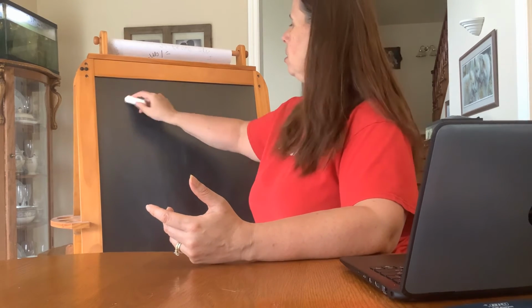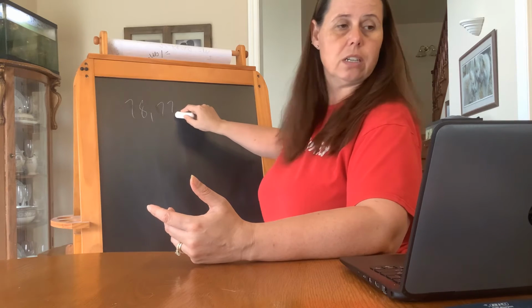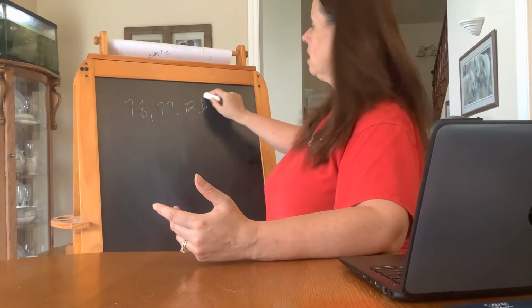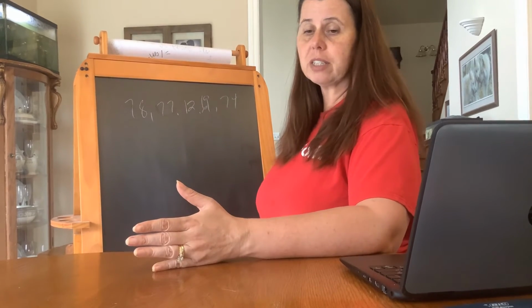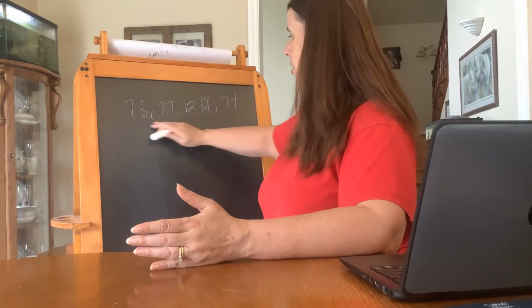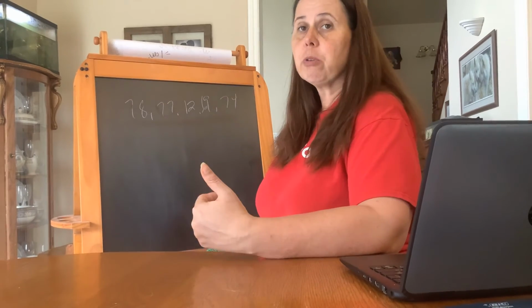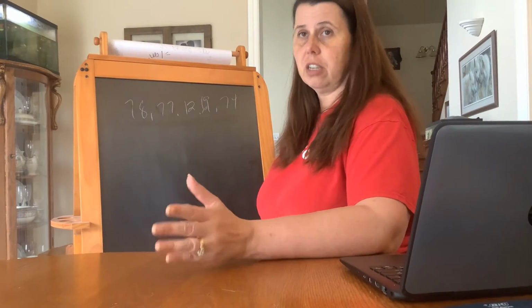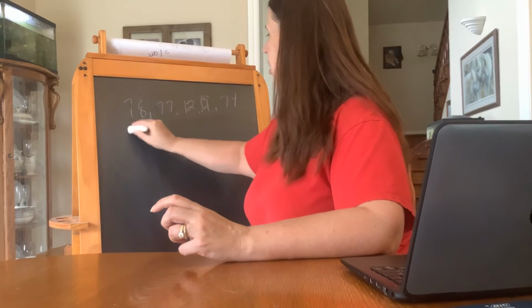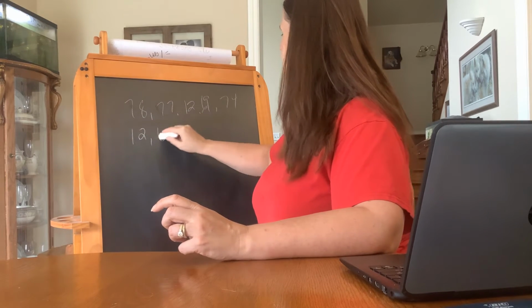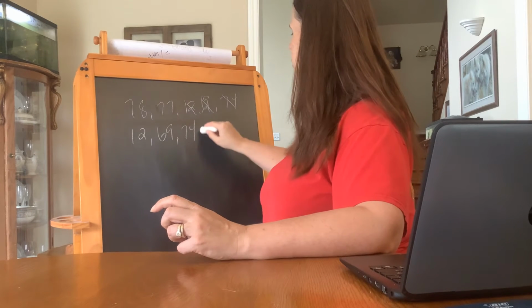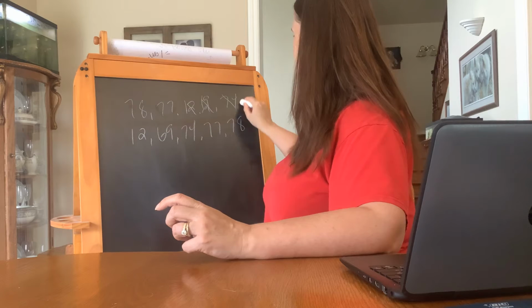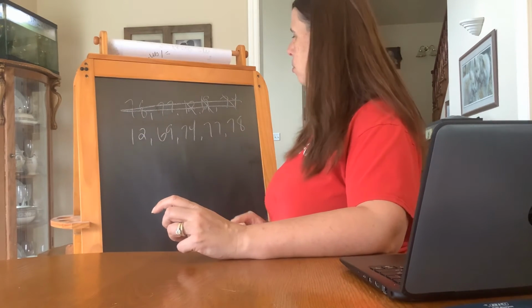Okay? So I will do the first one with you. 78, 77, 12, 69, 74. Now, I'm going to give you a hint. To be ready for your quiz, you should have noticed this is not in order. Okay? I would rewrite it before I do anything else to get it in proper order. So we've got 12, 69, 74, 77, 78. So I would only work with it in proper order.